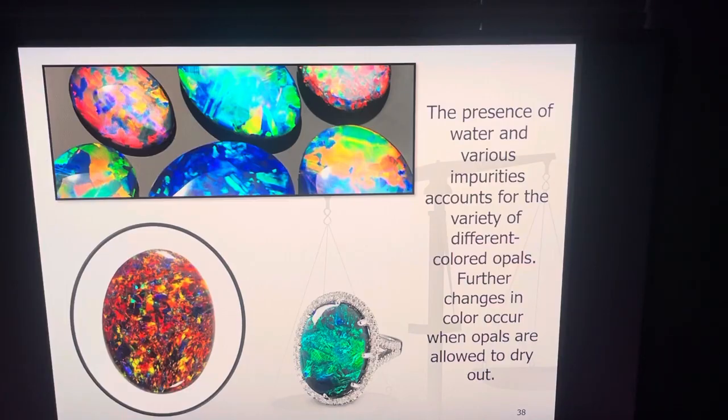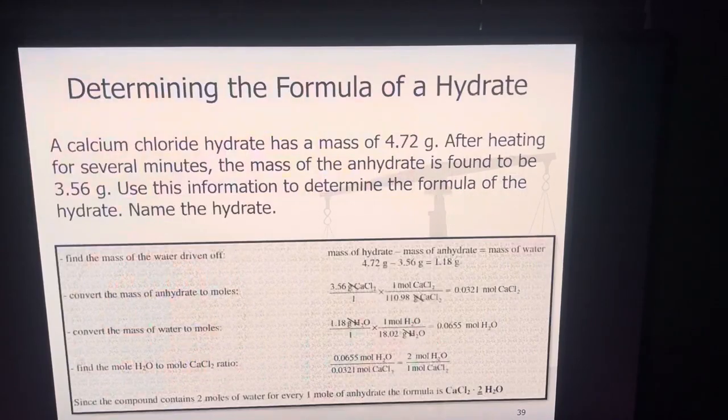So opals will change color over time. You see, they're mined out of the ground, and the water concentration is pretty stable there. But once they're pulled out, they will dry out over many, many years, and the colors will change over time. That's pretty cool. So how do you determine the formula of a hydrate?